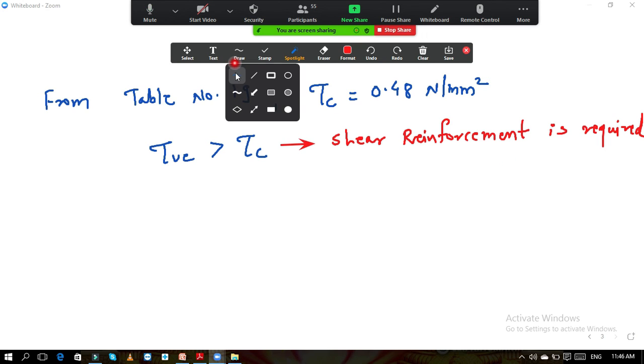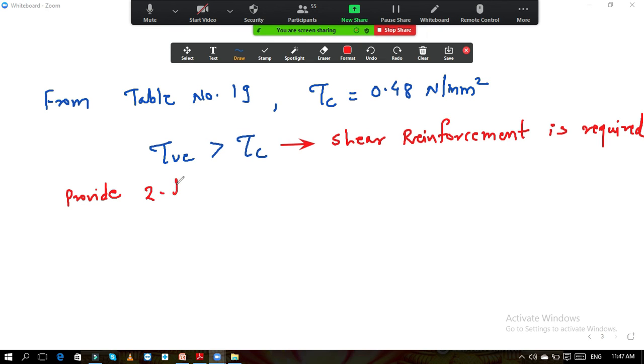So here now shear reinforcement is required. So therefore you can write over here: provide, we are going to provide two-legged 10 mm diameter stirrups. Okay, so now we will calculate the area of stirrups. Now ASV is equal to area of stirrup.